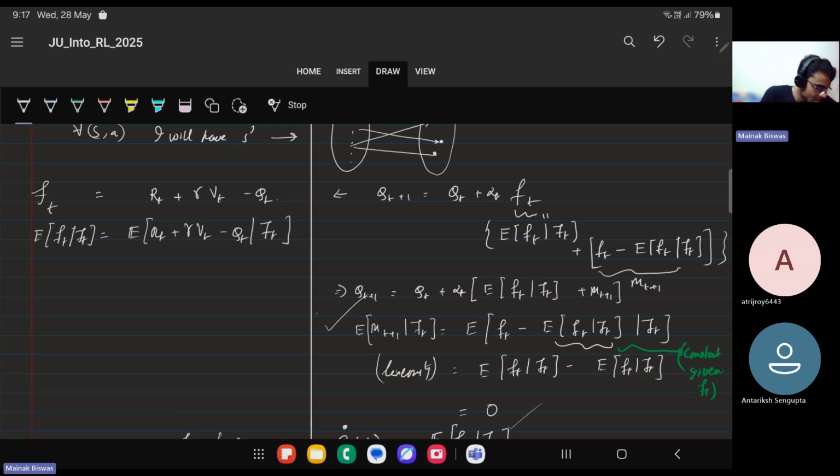Okay, very nice. So this can be written as the expected value of RT plus gamma times Vt given Ft minus the expected value of Qt. So the basic idea is the current event must not depend on the future, right? That's what must not happen. You're understanding, Antariksh?